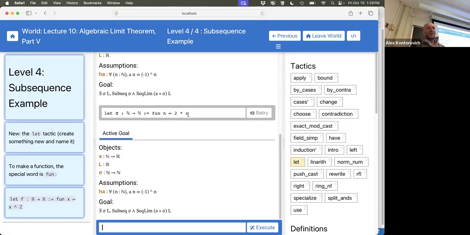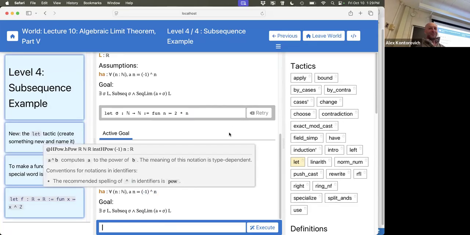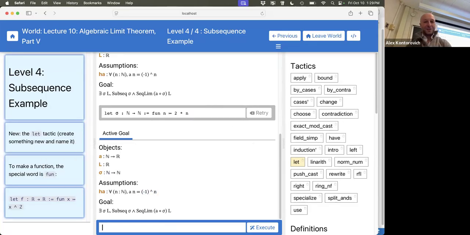Of course, I haven't created them out of nowhere. And the goal is that they exist. So what should I do? Use sigma, and I could, in the next line, use L, or comma L. And now I have two things to prove. Sigma is a subsequence. How do I break up two things that I need to prove? Split ands. Let's split up the ands.